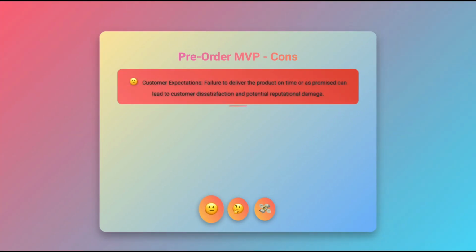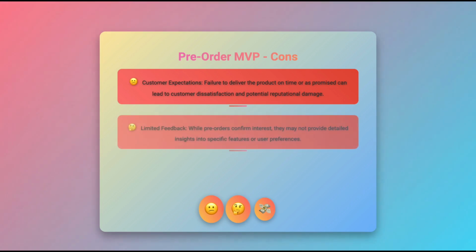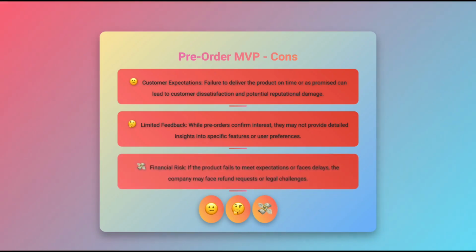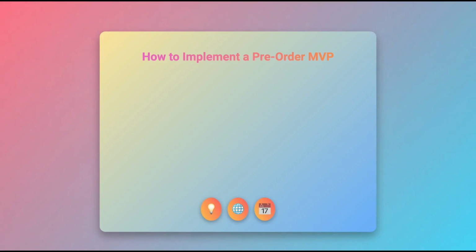Failure to deliver the product on time or as promised can lead to customer dissatisfaction and potential reputational damage. Limited feedback. While pre-orders confirm interest, they may not provide detailed insights into specific features or user preferences. Financial risk. If the product fails to meet expectations or faces delays, the company may face refund requests or legal challenges. How to implement a pre-order MVP.